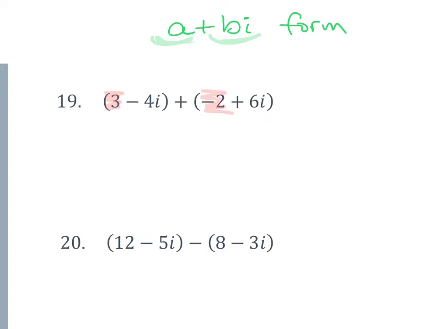So 3 plus negative 2 is 1. And then I'm going to add the imaginary parts. And then I get negative 4i plus 6i, and I get 2i. So it's just like adding variables, like combining like terms. Treat the i like a variable. Same thing on the subtraction.